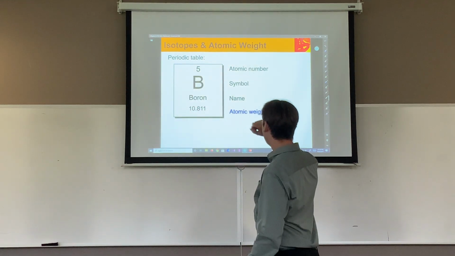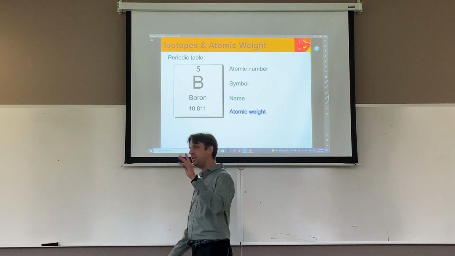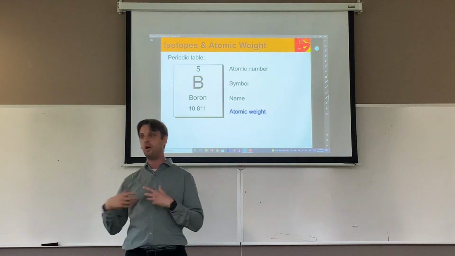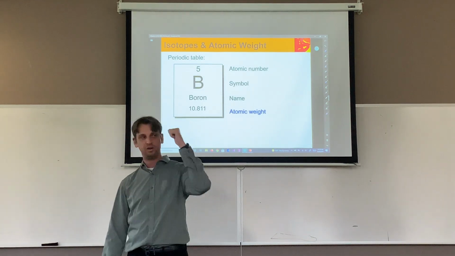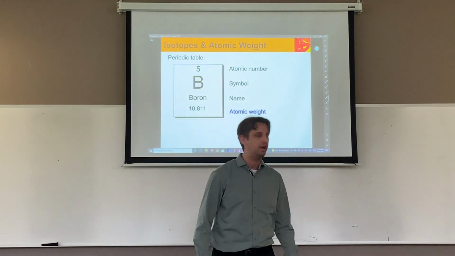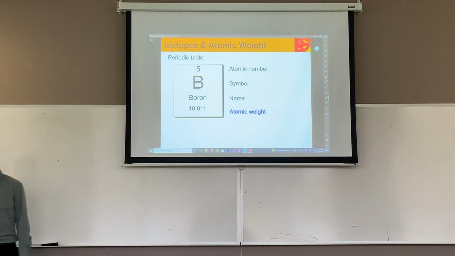Cool. We're going to talk about a couple different things: the atomic number, the symbol, the name, and the weight down there at the bottom. Those are the four main things that we're going to start out with. That is not all the information that's on the periodic table, not by any means. There's a lot. But that's where we're going to start here for the next couple of slides. Sound good? Cool. All right.